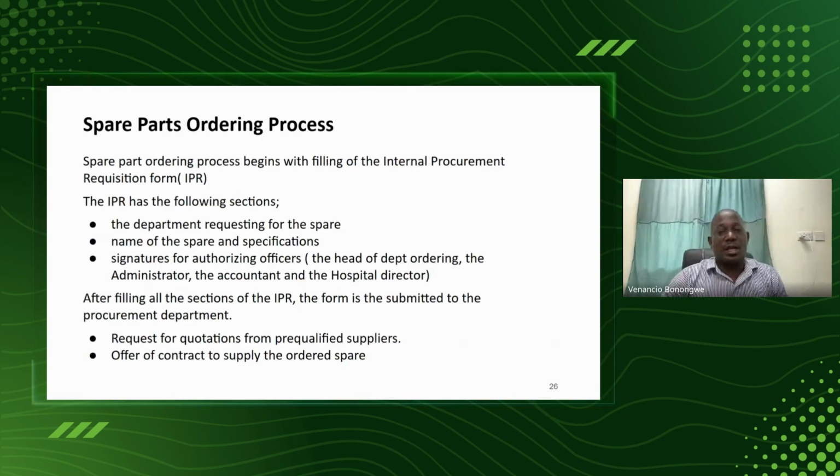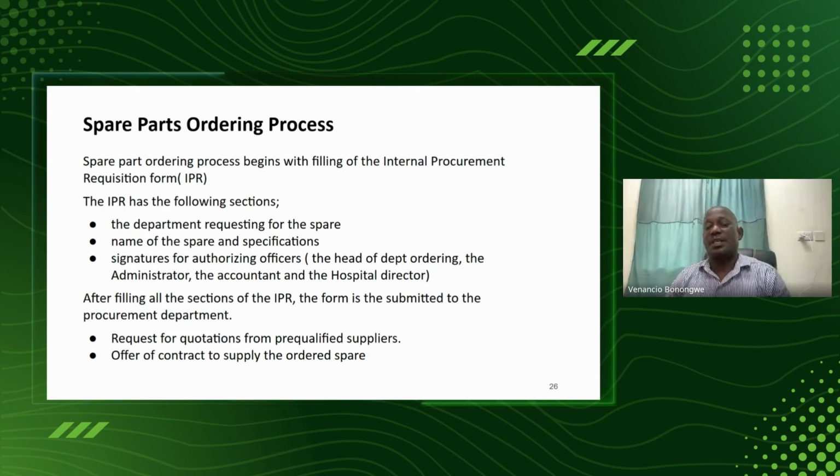So the process of ordering spare parts begins with the filling of the internal procurement form. What we call it, the internal procurement requisition form. We call it the IPR. This IPR has some sections that show the department requesting for the spare, the name of the spare, and the specifications. And on specifications, we need to fill the specs that will be in line with that particular spare part, because we might just order something that we may think it will fit on that particular point where we removed that spare, but with wrong specifications, and that will cause a problem on the functionality of the machine.